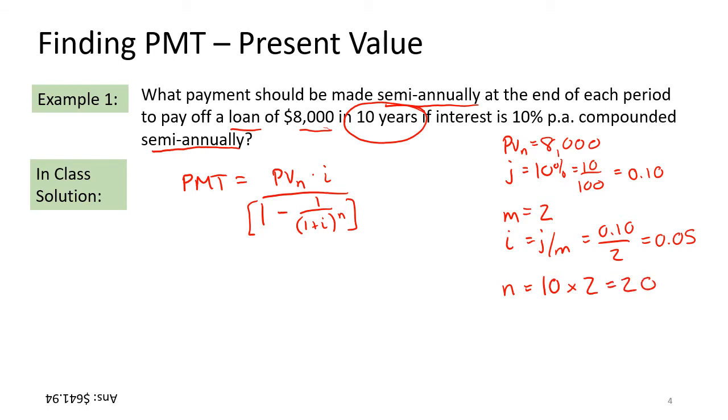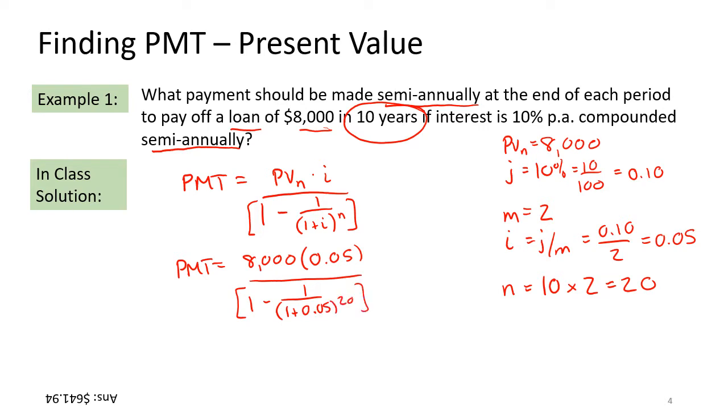So if we substitute these values into our formula, our payment is equal to our present value, 8,000, times our periodic interest rate, 0.05, divided by 1 minus 1 divided by 1 plus the periodic interest rate, 0.05, to the exponent 20. And if you calculate this value out, you'll get a payment of $641.94. Okay? So, knowing this value, I'm going to show you in the next couple slides what this number means.